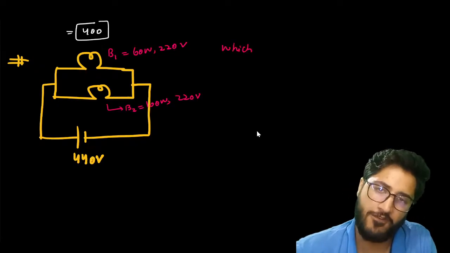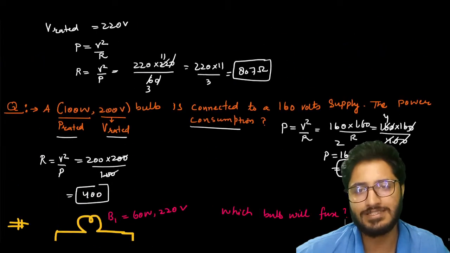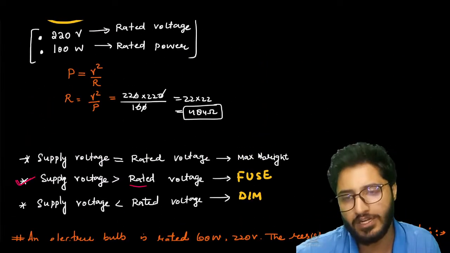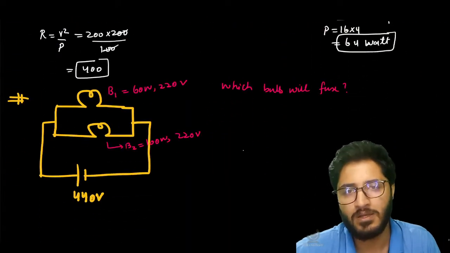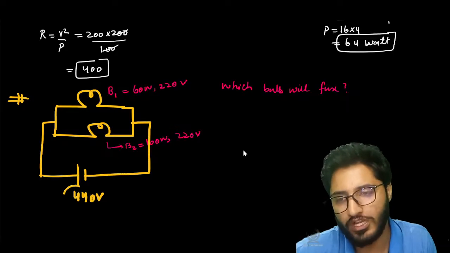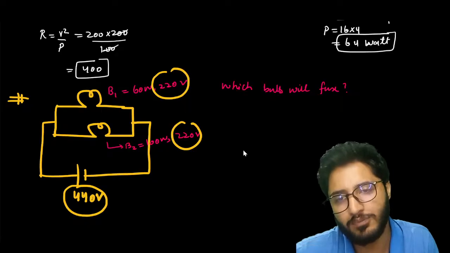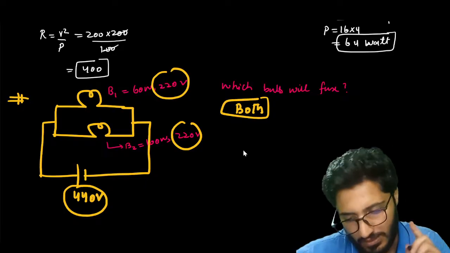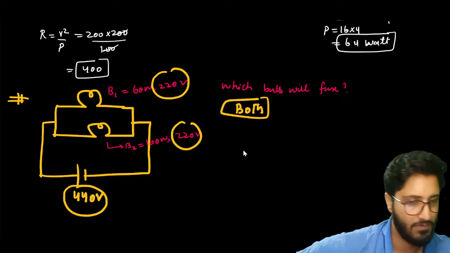Which bulb will fuse? I have written a statement here: if my supply voltage is more than the rated voltage, it gets fused. You can see here, my supply voltage is 440 and my rated voltage is only 220. That means both bulbs will get fused. B1 as well as B2 will get fused. Done?